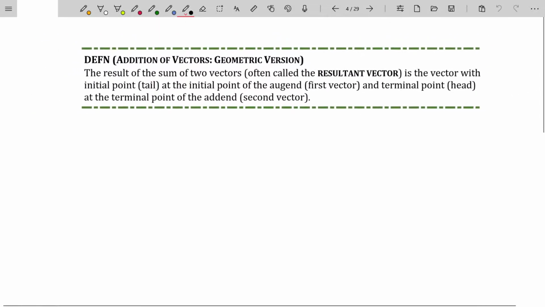By the way, the words augend and addend are not from vector arithmetic. They're actually from just arithmetic. When you add two numbers, the second number you're adding is called the addend. The first number is called the augend. Just kind of an interesting little fun fact. I like those every once in a while.